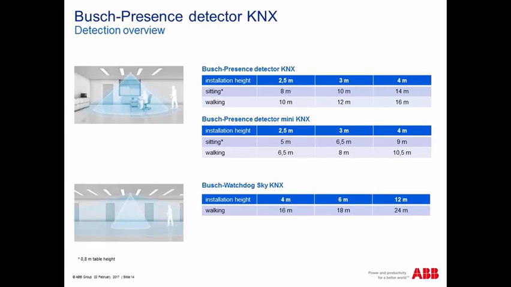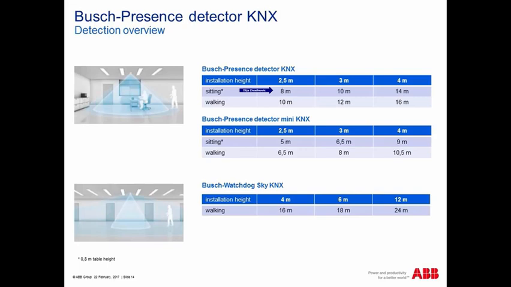Detection overview: presence detector mini, and watchdog. For this presence detector and this presence detector, we have two detection ranges. Per definition, we have a sitting application and we have a walking application. That means sitting, if we are talking here about 8 meters, and 5 meters here for the Mini, we are talking about a sitting position. Sitting position means this is measured at a height of 0.8 meters from the floor.